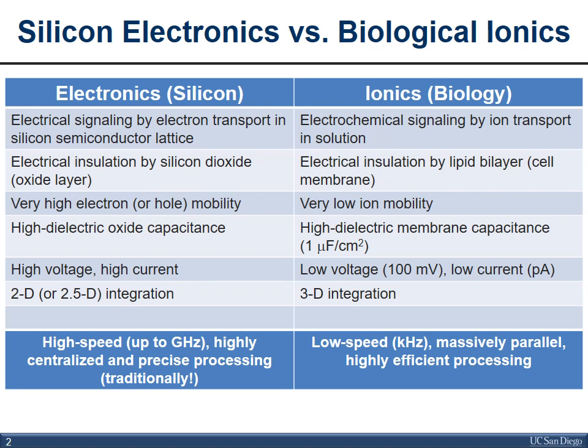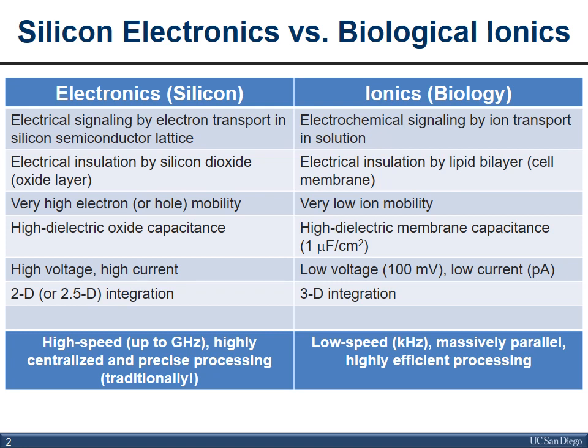So at a high level, we can take a look at the difference between electronics, which are typically built in silicon, and another form of computation that we could consider, and we call this ionics. This is what biology uses. Now in electronics, we call it electronics because electrons are the primary mode of passing information between various devices. In biology, that's accomplished not through electrons typically, but rather through ions.